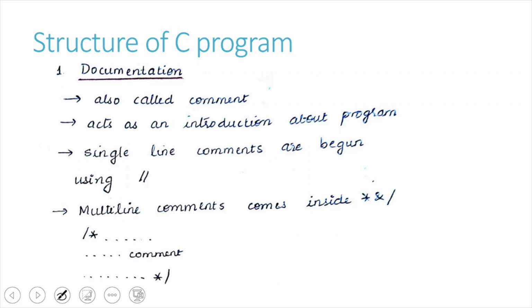As I told earlier, the documentation part or the comment part gives an introduction about the program. If your comments are only a single line, we can write that using two forward slashes. And if your program consists of multiple-line comments, then you could include that within a forward slash and a star sign, and a star sign and forward slash. The comment comes in between that.